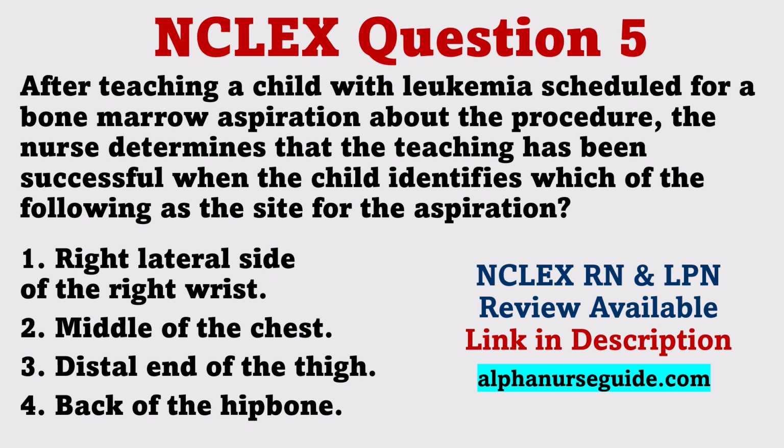After teaching a child with leukemia scheduled for a bone marrow aspiration about the procedure, the nurse determines that the teaching has been successful when the child identifies which of the following as the site for the aspiration? 1. Right lateral side of the right wrist. 2. Middle of the chest. 3. Distal end of the thigh. 4. Back of the hip bone.